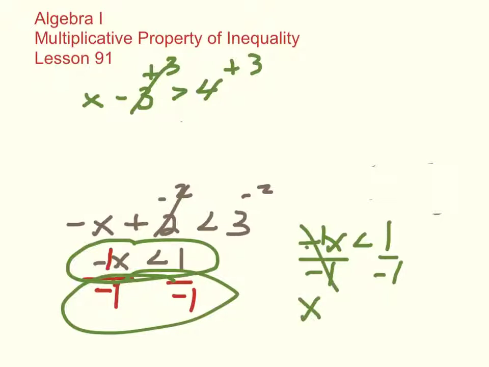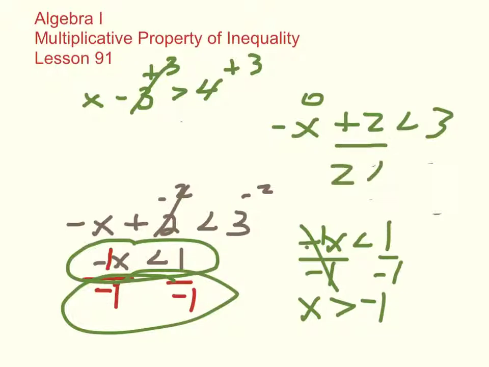So x then is greater than a negative 1. So that is my solution. Any number bigger than a negative 1 should work. Let's try a number. A 0 is bigger than negative 1. Let's try that. My original was negative x plus 2 less than 3. Now if I put 0 in for that, the opposite of 0 is 0. 0 plus 2 is 2, and 2 is less than 3. And you can see that that works.